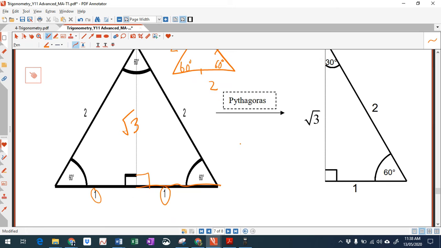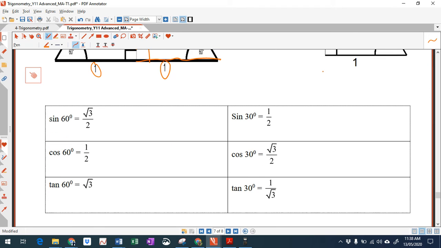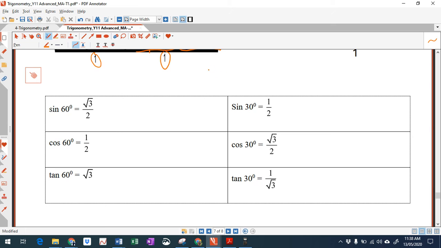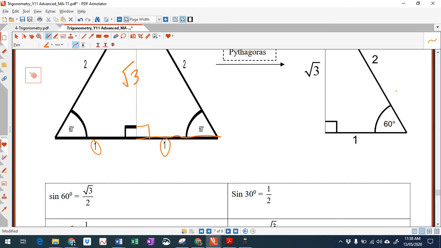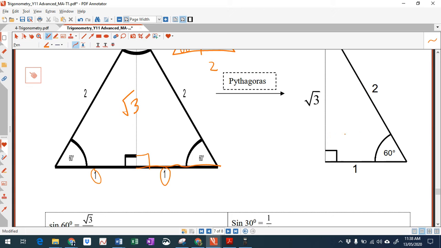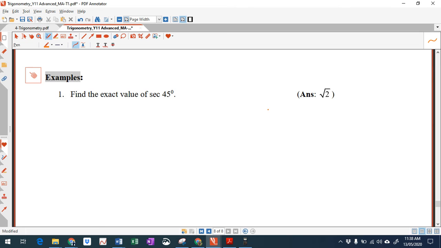So then we can get some more exact ratios, can't we? We can work out that sine 60 is root 3 on 2, cos 60 is a half, tan 60 is root 3, sine 30 is a half, cos 30 is root 3 on 2, and tan 30 is 1 over root 3, all from this one triangle over here, okay? So then we can use those exact ratios.